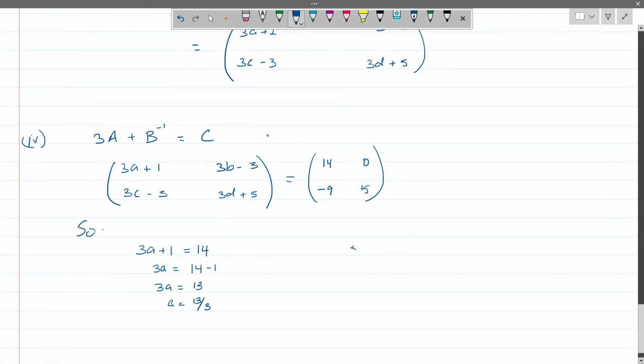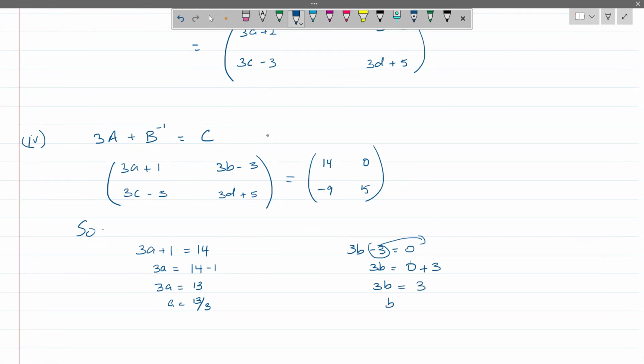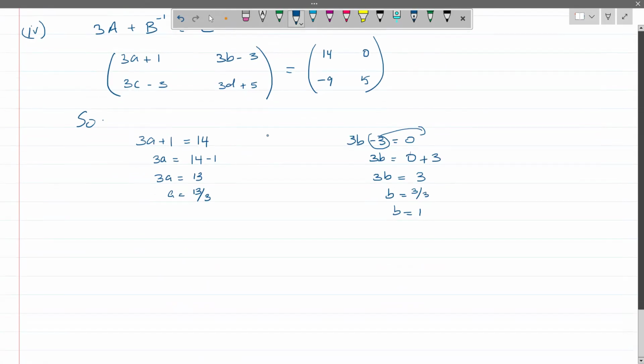Then 3b minus 3 is equal to 0. Right? So 3b is equal to, pay attention to this. When I carry this across, that 0 is staying there. This becomes plus 3. It's not going to become 0. We're not multiplying. So the answer here is 3b is equal to 3. b is equal to 3 divided by 3. b is equal to 1. Right? So we did this position.